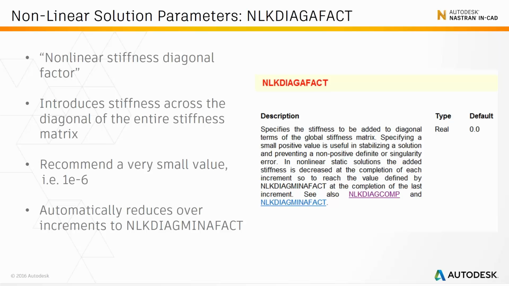Another nonlinear solution parameter is NLKDIAGAFACT, and this is similar to contact stability, or contact stab, which adds stiffness to the contact surfaces. This will add a small amount of stiffness across the entire model, not just to the surfaces that you've defined inside your contact sets. Recognize though that the value that you use here should be very small. In this instance, the recommendation is 1e-6 or smaller, and again this will ramp down over time and shouldn't significantly affect your overall result.